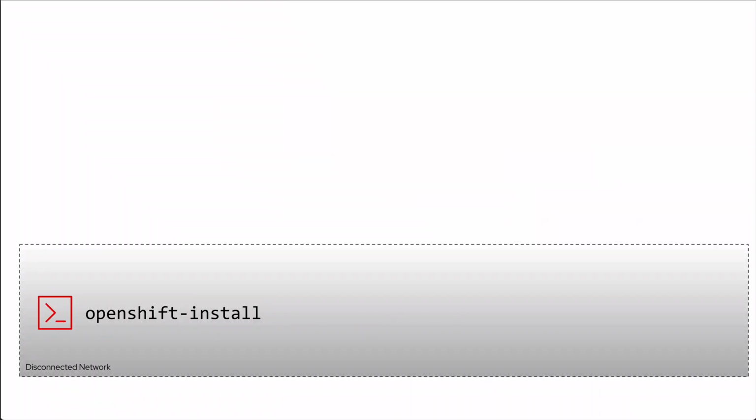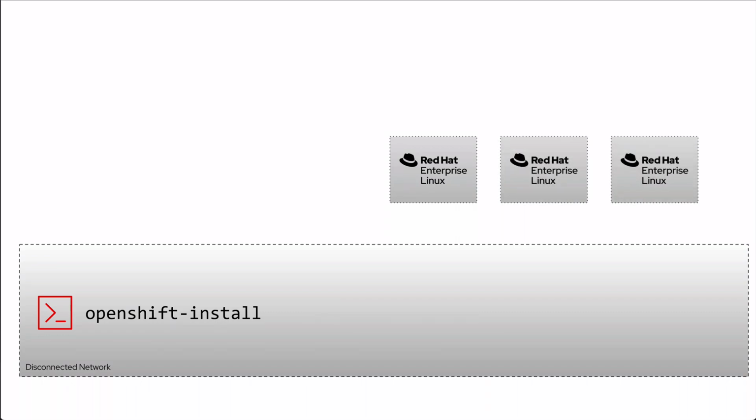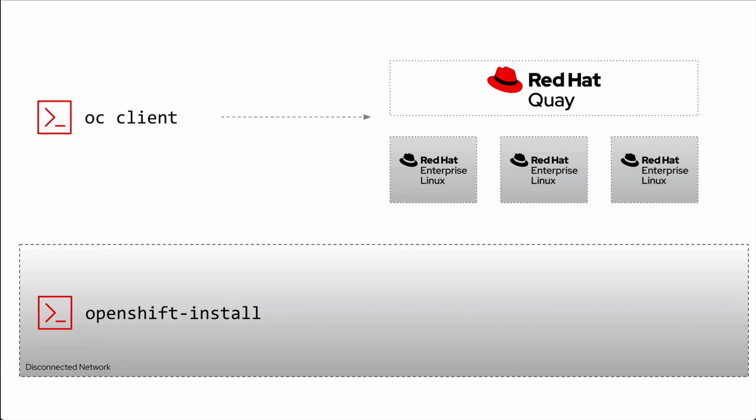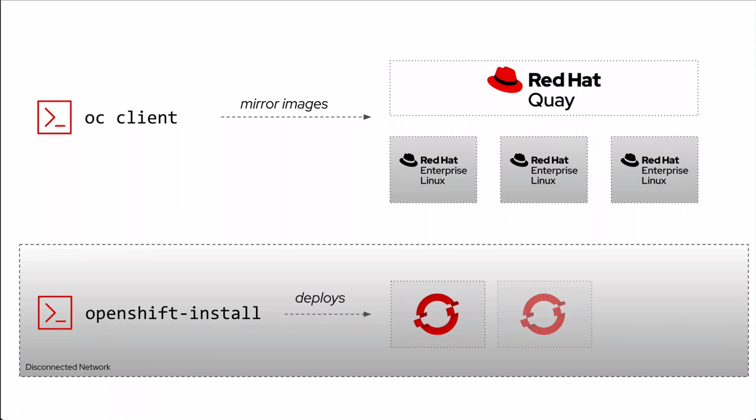Oftentimes, these deployments start with the OpenShift installer in a disconnected network environment behind a firewall, where no direct internet access exists. Then, there's usually a highly available container registry running, like Red Hat Quay, that will store a mirror of the OpenShift images. This is done with the OpenShift CLI client from a system with internet access and needs to be completed before the first cluster exists. The OpenShift installer is then configured to pull the OpenShift core images from this registry and thus can deploy clusters that are disconnected from the public internet.